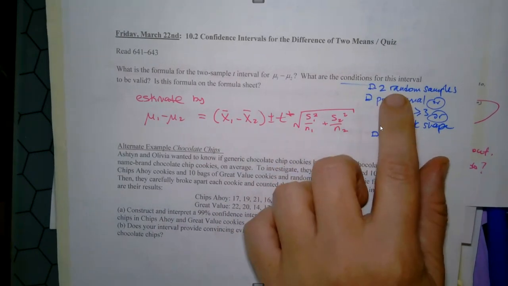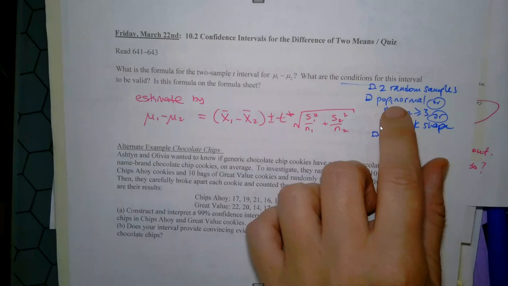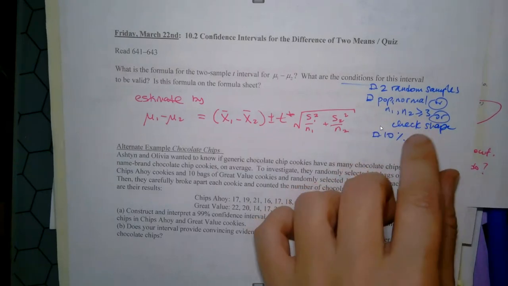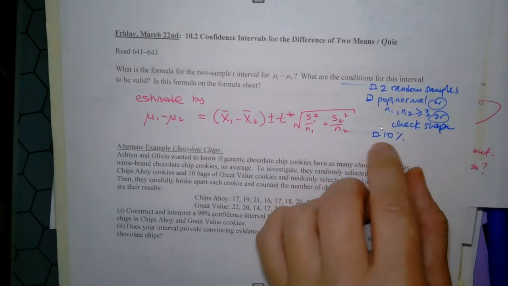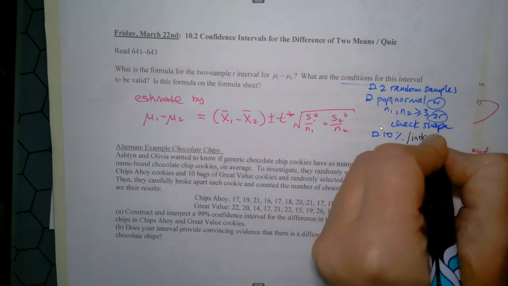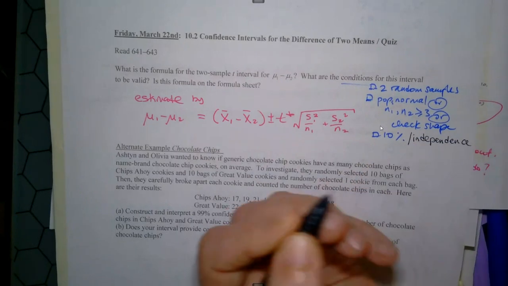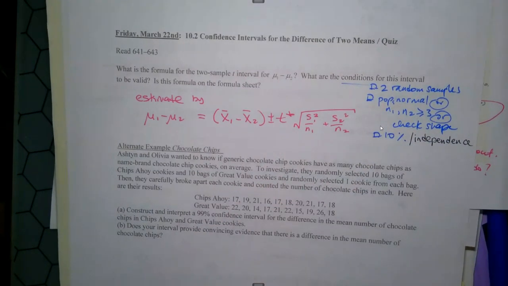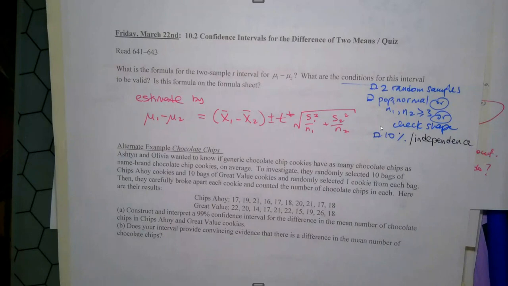So you need two random samples, populations are normal, or both sample sizes are bigger than 30, or check the shape. And 10% condition, I also want to mention 10% condition is about independence, which means that the two samples need to really be not related in any way. So that question 35 on the classwork about the literacy rates, those two groups of numbers were not independent of each other at all. They're connected. So that's not a good time for a two-sample T procedure.